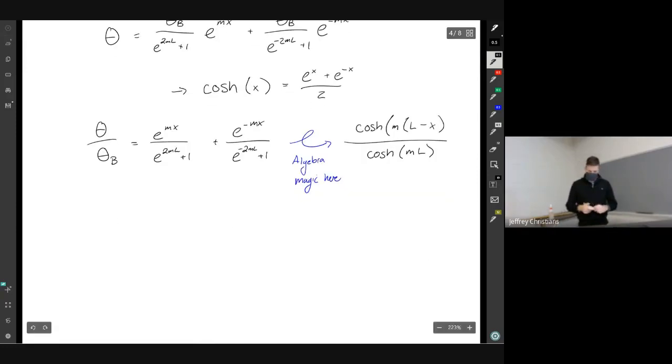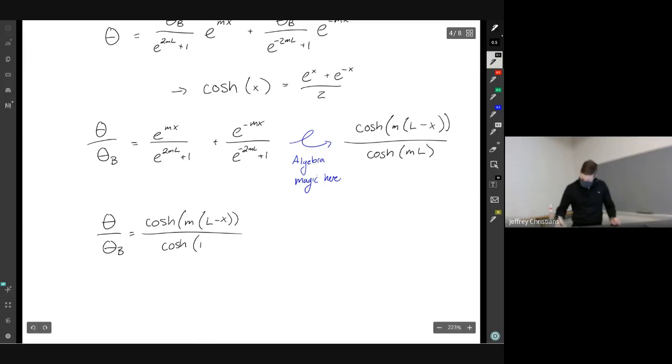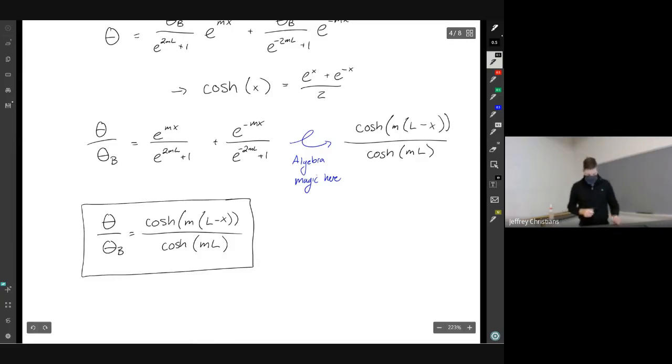So our final solution, theta over theta b, is cosh of m times L minus x, over cosh of mL. Right, this is with m squared equals p h over ack, that collection of constants.